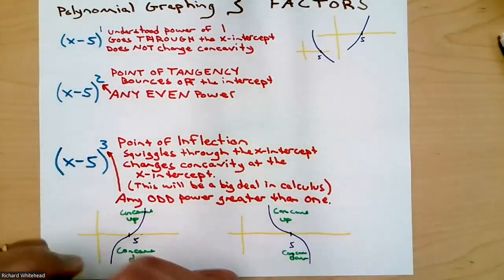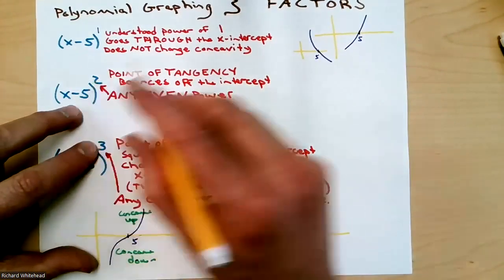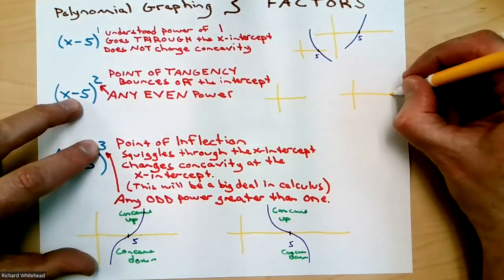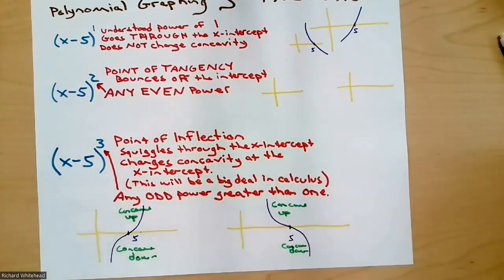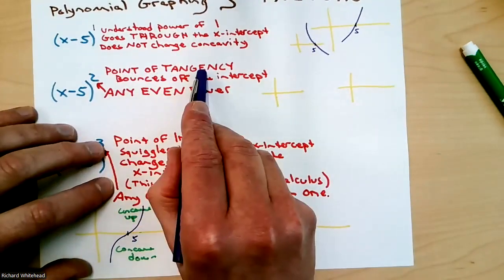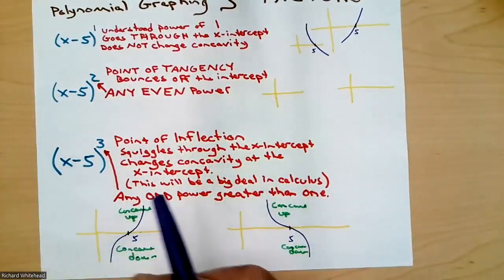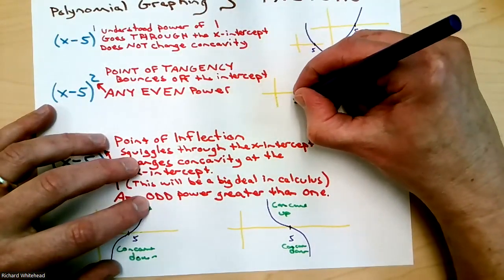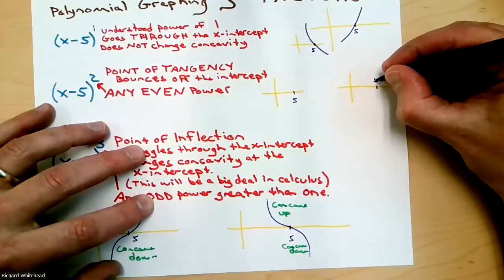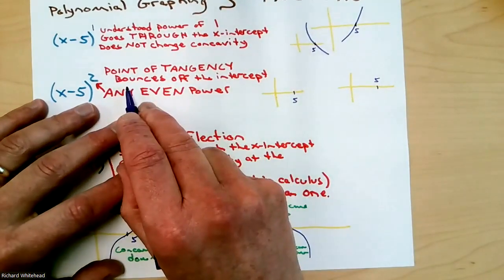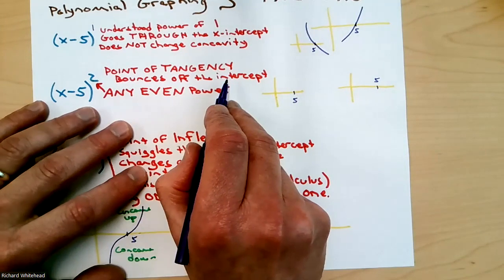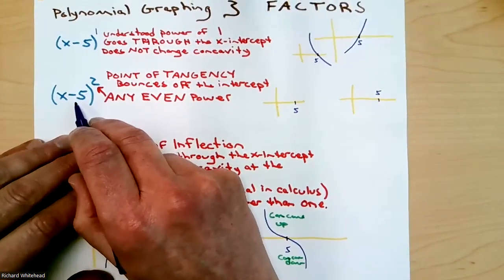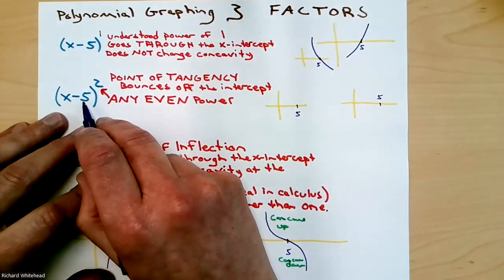Then you've got the whole point of tangency. This works for any even power. And if you remember the word tangent, you're touching something one time. So point of tangency, and these are the ones where you bounce off the intercept. Once again, our intercept is still 5. 5 makes this thing go to 0.